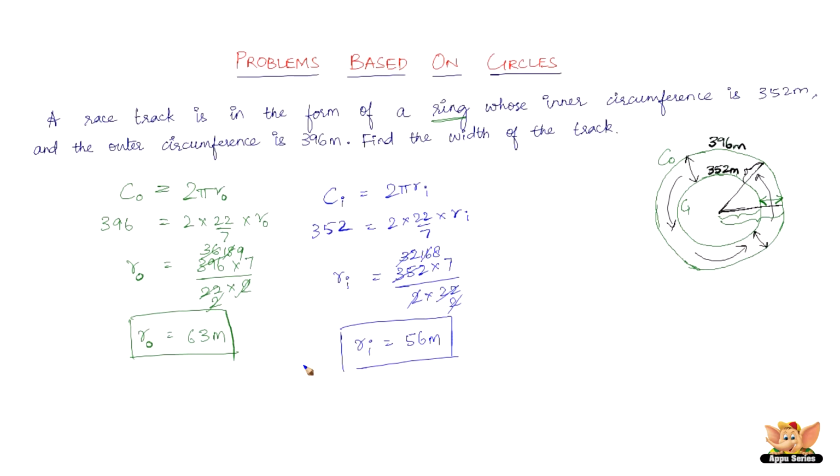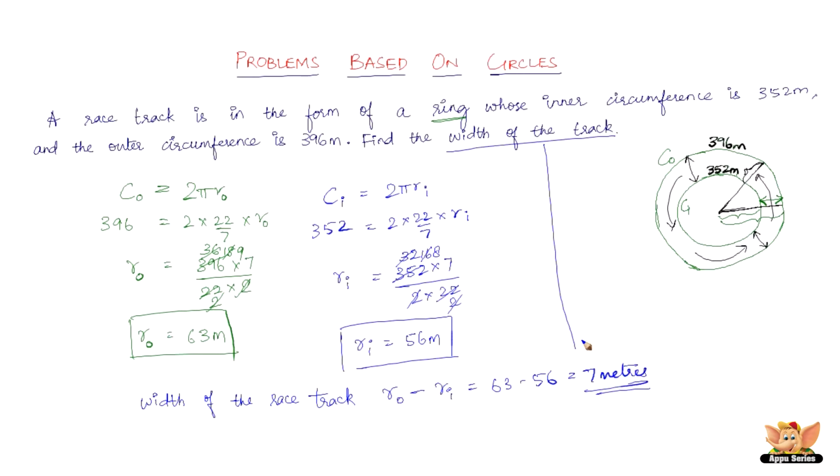So if you need the width of the racing track, let me write it here. Width of the racetrack is given by R outer, that is the radius of the outer circle, minus the radius of the inner circle, which is equal to 63 minus 56, which is 7 meters. Therefore, the width of the racetrack is equal to 7 meters. So this ends this problem. A very simple problem. It's a matter of understanding the way concentric circles work.